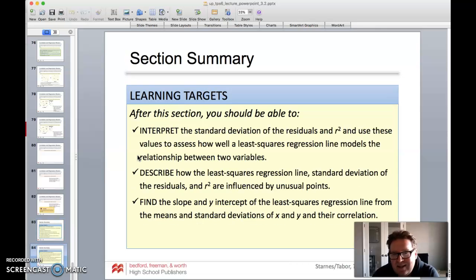Interpret the standard deviation s of the residuals and r squared. Remember, that's the coefficient of determination. Be able to interpret that. We should be able to get that from our technology and use those values to assess how well the line models the relationship. Describe how the least squares regression line, standard deviation, and r squared are influenced by different unusual points, as we just talked about, and then find the slope and y-intercept of the least squares regression line from the means and standard deviations. So we should be able to compute those from the data that we have. Again, finding the mean of x and y and their standard deviations, and the correlation, we should then be able to find the equation of that least squares regression line.